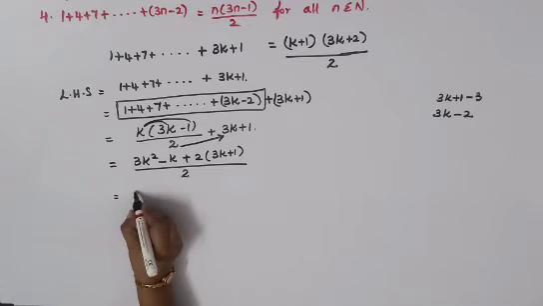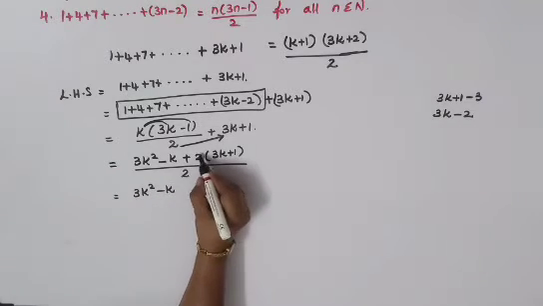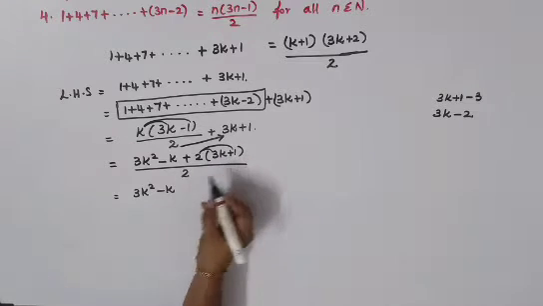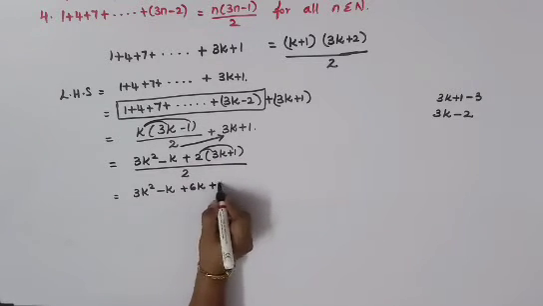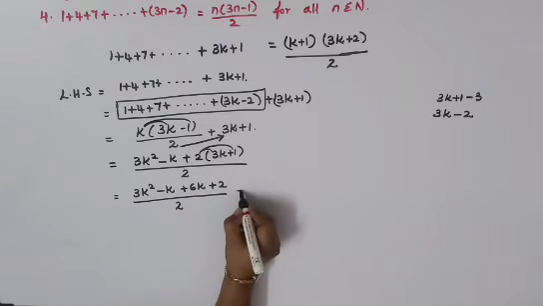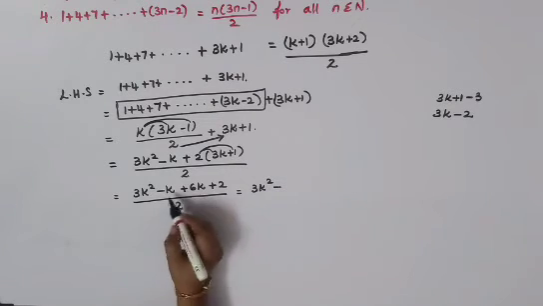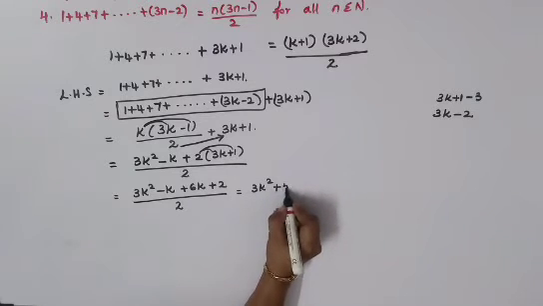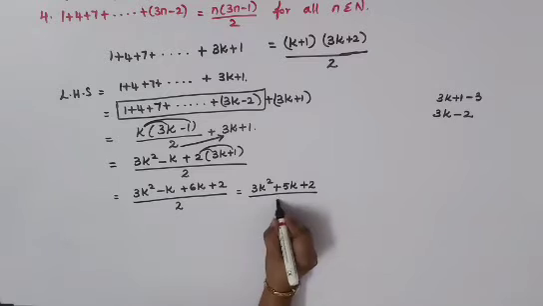So it is equal to 3k square minus k. Now multiply this 2 inside for both the terms. So I will get it as plus 6k plus 2, 2 ones are 2, the whole thing divided by 2, which is equal to 3k square minus k and plus 6k. So subtracting you will get plus 5k plus 2 divided by 2.